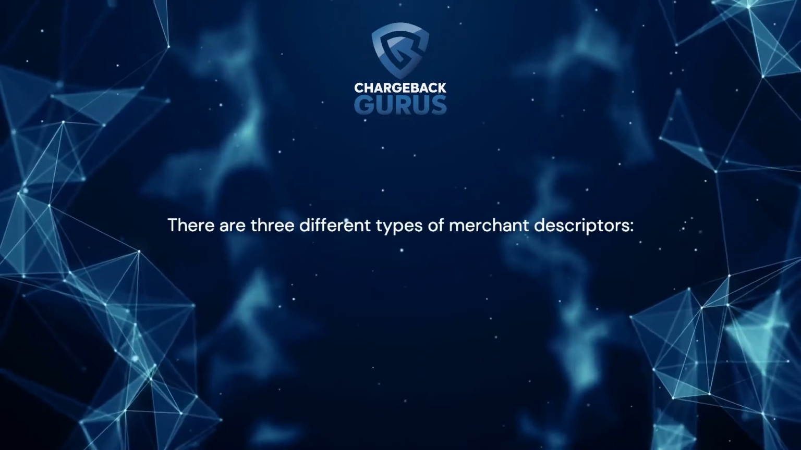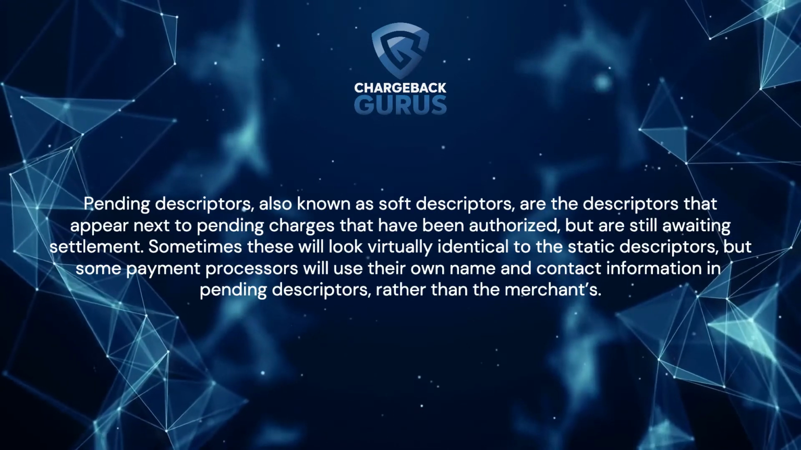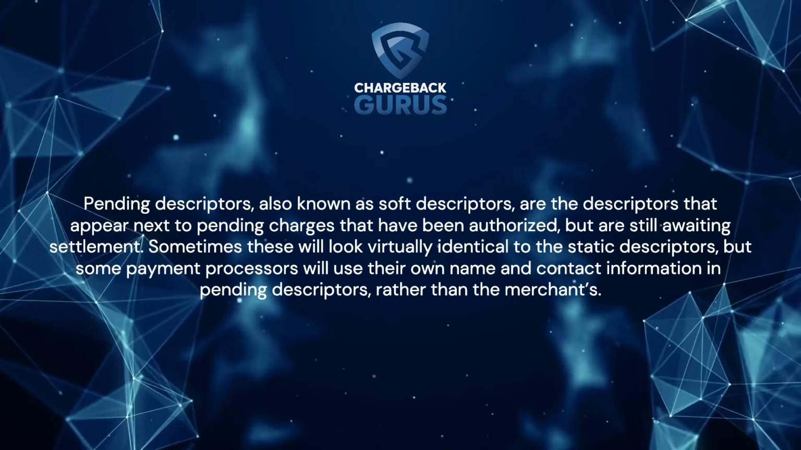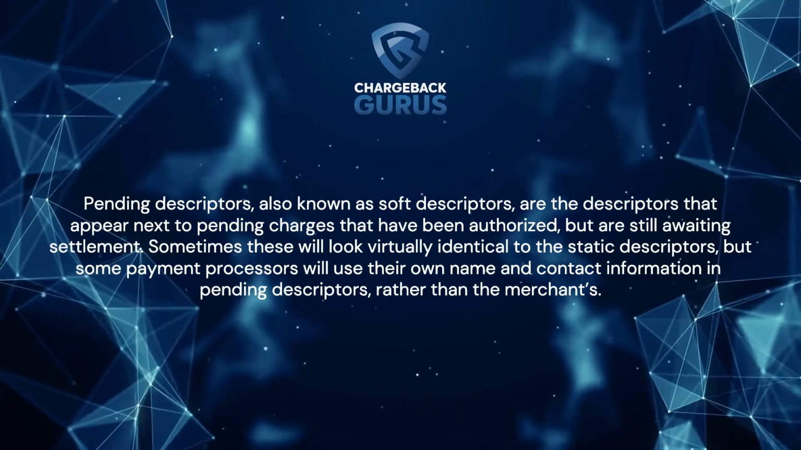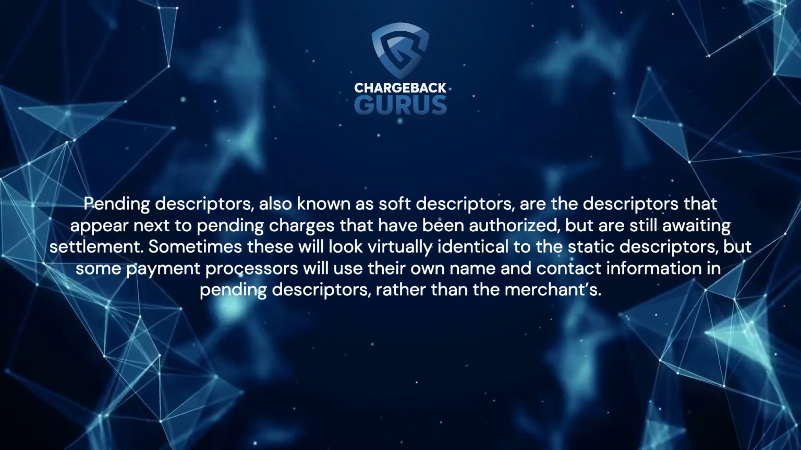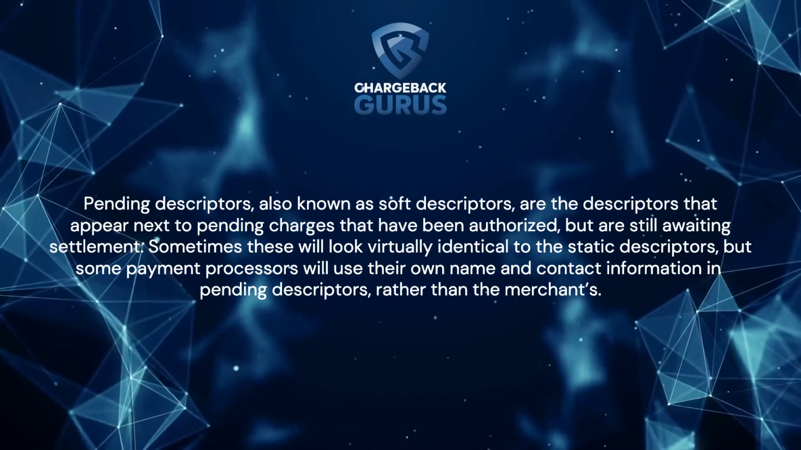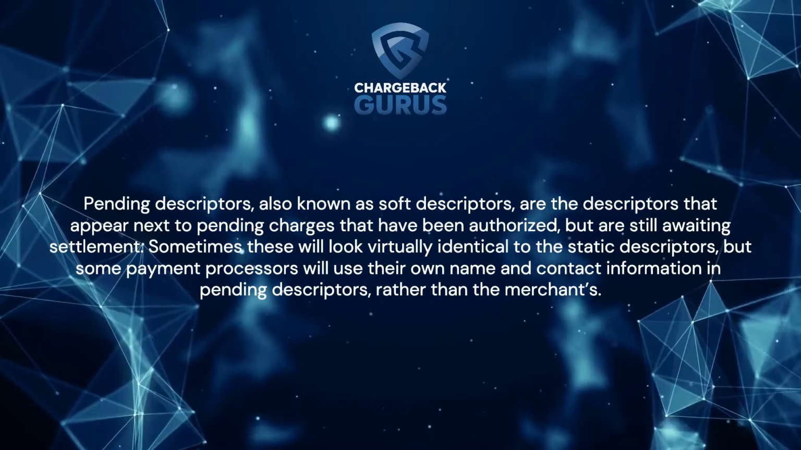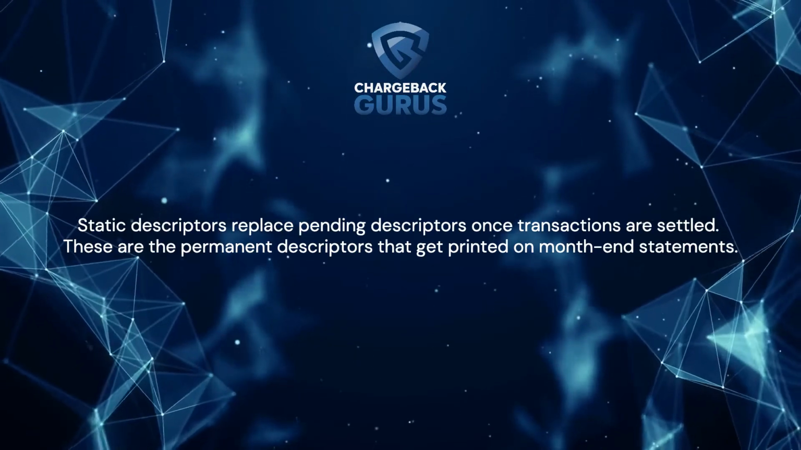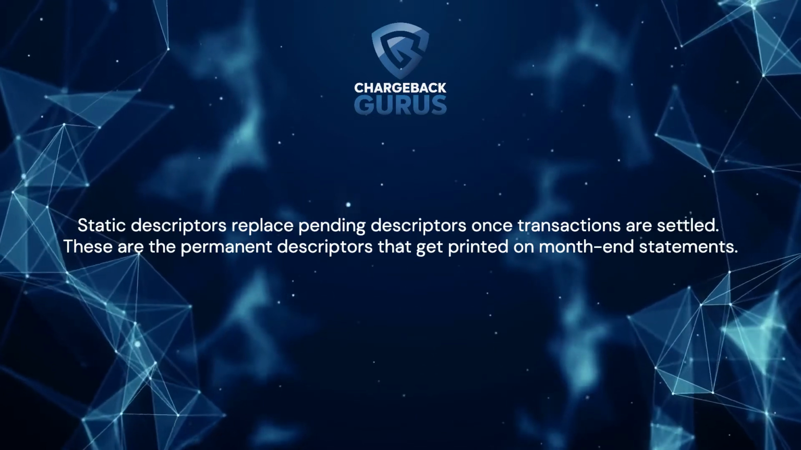There are 3 different types of merchant descriptors. Pending descriptors, also known as soft descriptors, are the descriptors that appear next to the pending charges that have been authorized, but are still waiting settlement. Sometimes these will look virtually identical to the static descriptors, but some payment processors will use their own name and contact information in pending descriptors, rather than the merchant's. Static descriptors replace pending descriptors once transactions are settled. These are the permanent descriptors that get printed on month-end statements.